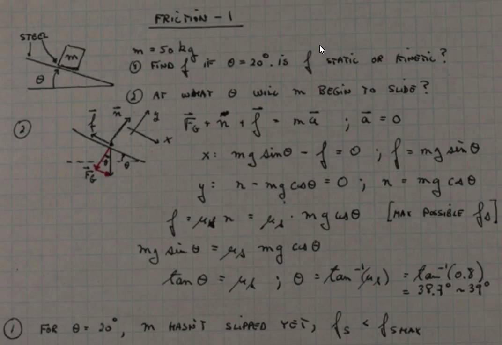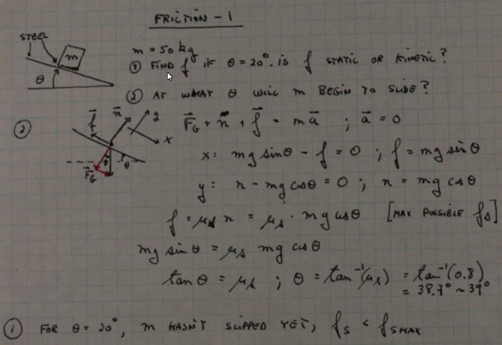So here's a simple friction problem. Let's say we had a 50 kilogram box sitting on an incline at some angle theta. The incline is steel and the box is steel, so that determines what the two surfaces are, and we can now read the mu sub k's or mu sub s's as appropriate from the table in your book. So there's two questions.